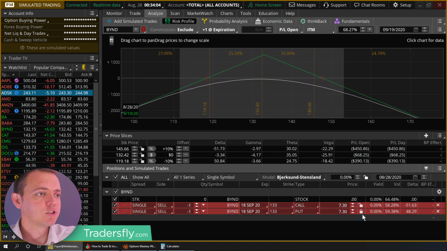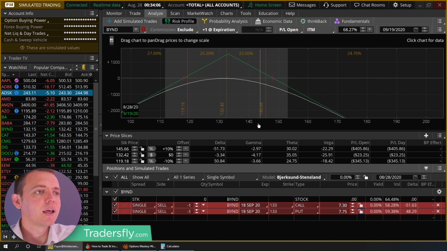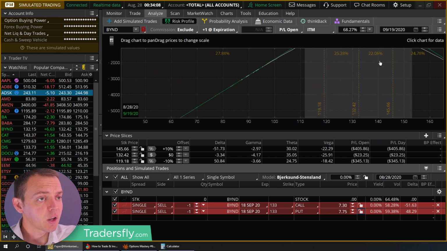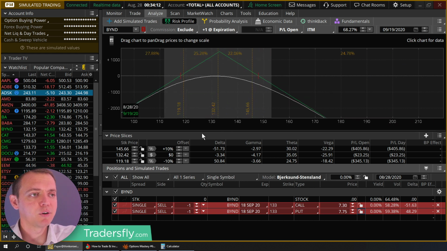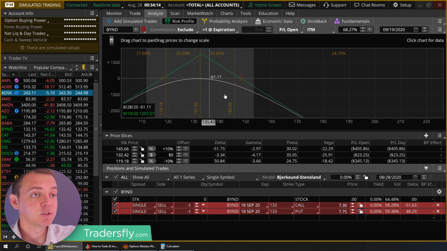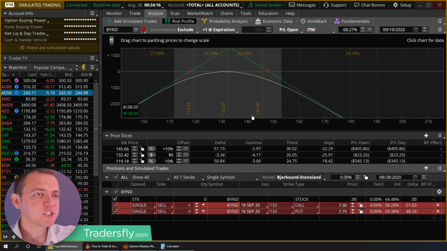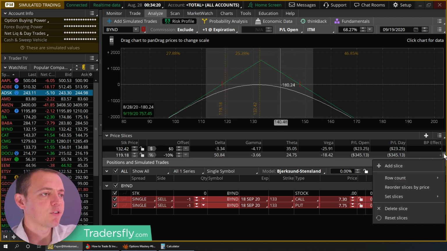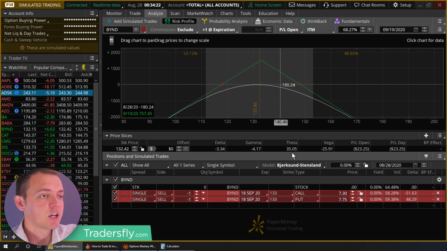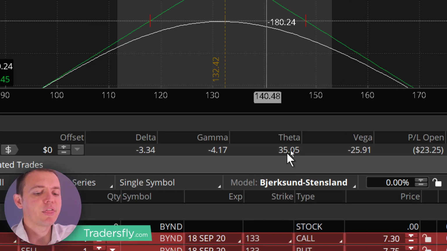I've sold two spreads. Now, here's the problem with this. One big issue is I've got pretty much risk all the way down to zero. So unlimited risk on the downside if it goes down, unlimited risk on the upside. But what's the cool part behind it? Well, my theta decay here, which basically means the amount of premium I make every day for just holding on to this trade, is 35.